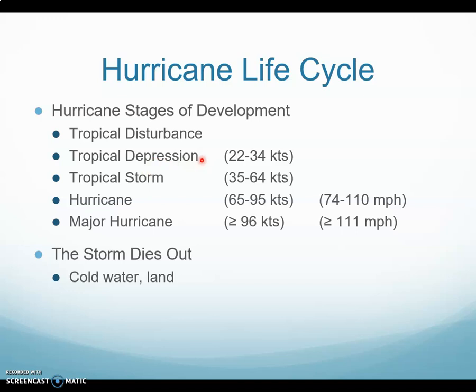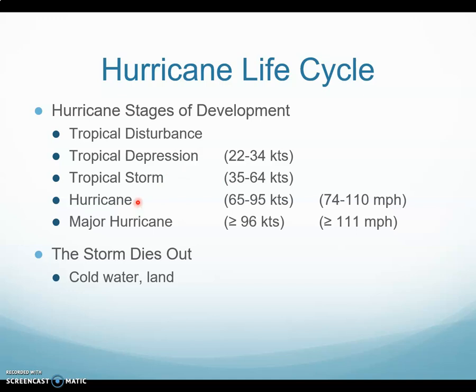Then that circulating motion around the low pressure starts to develop a little bit more, and the wind speeds pick up, and you get a very clear circular formation, which we call a tropical storm. And that occurs when wind speeds come between 35 and 64 knots. And these are sustained wind speeds, not wind gusts.